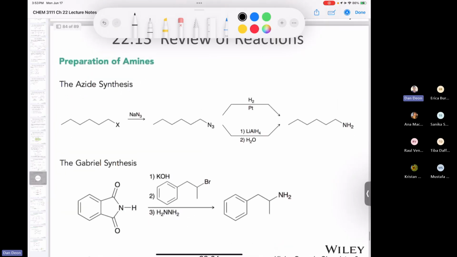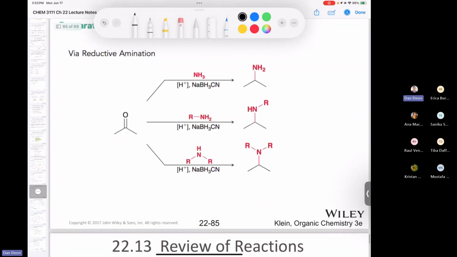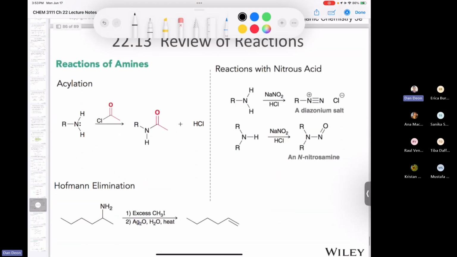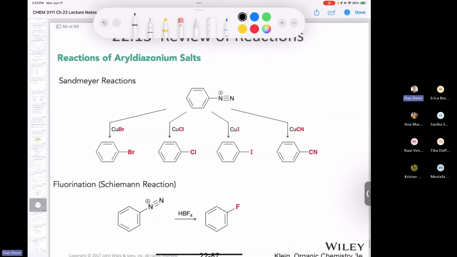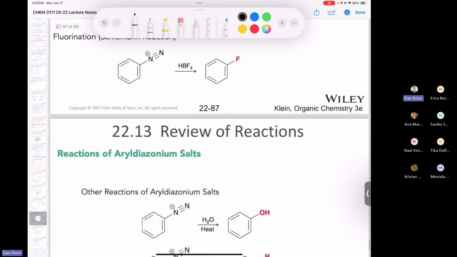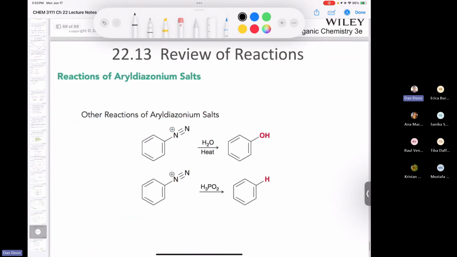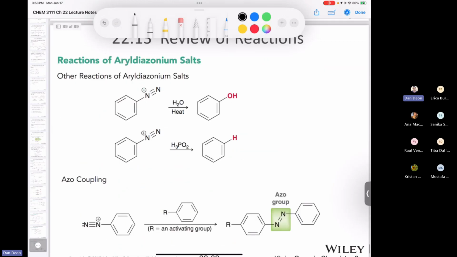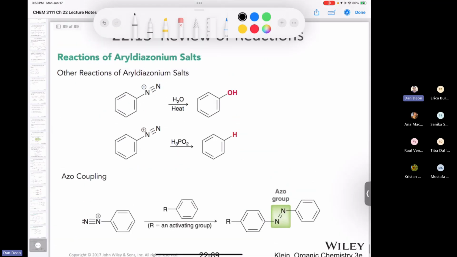So we're going to start with the azide synthesis in our next class. That's kind of where we're going to start. Then we're going to finish up reductive amination, acylation, diazonium salts, Sandmeyer reactions, which are on this, the Schiemann reaction, and then other diazonium reactions, and then the formation of an azo compound, and that's the end of the chapter.